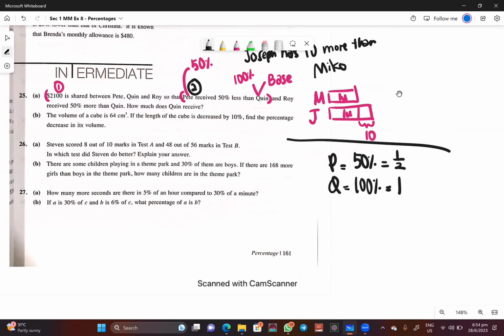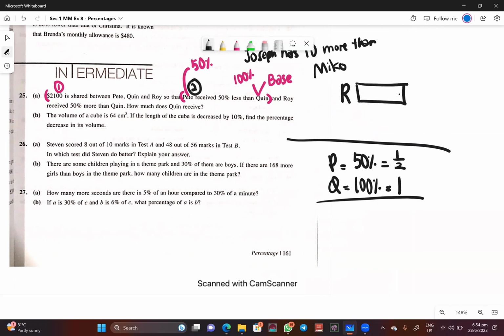It says that Roy received 50% more than Queen. What do I mean by Roy received 50% more than Queen? That means Roy cannot be my base. You understand? Why? If you are like, but I can't visualize it, Teacher Joseph, don't worry. I'm going to draw a model for you to see. Roy is 50% more. Even if you don't know model bar, you should be able to draw something like that or see something like that, correct?